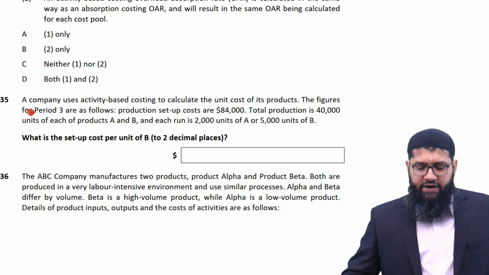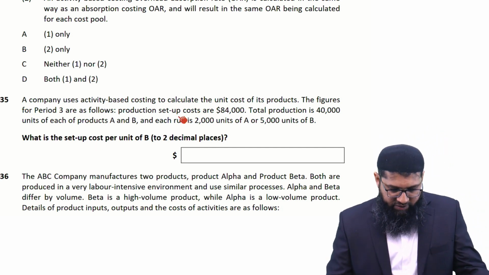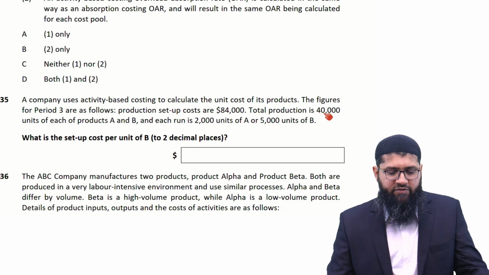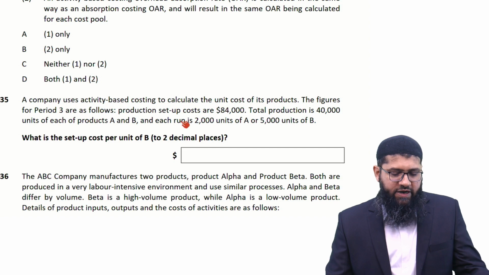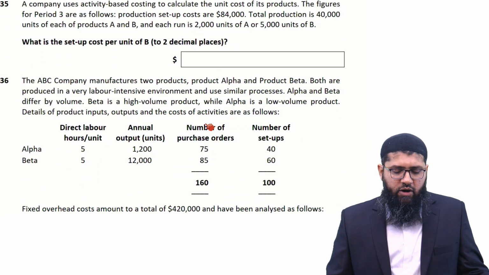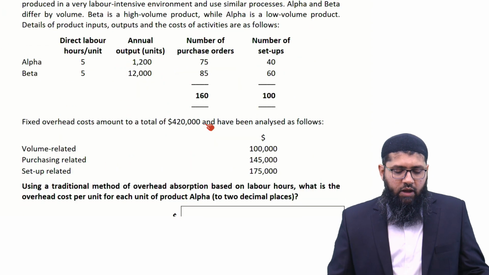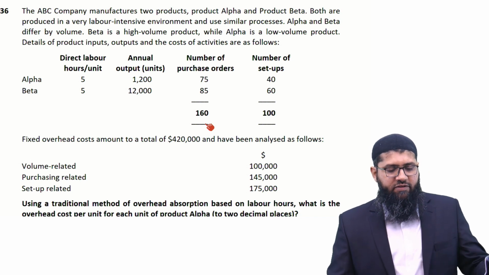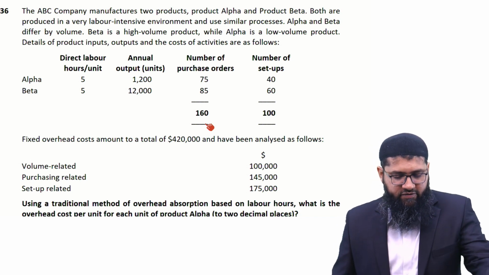This question number 35 is similar to the previous question, where you have been given production setup, total production of each unit, and each run is 2000 and 5000. So I am not doing it because it's more or less a similar type of question. I am going to move a bit forward onto something else. Now, I've got question number 36.